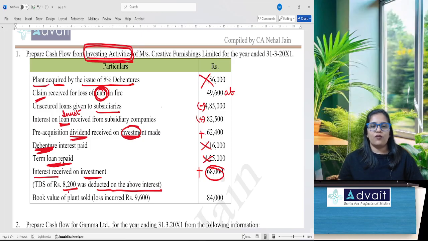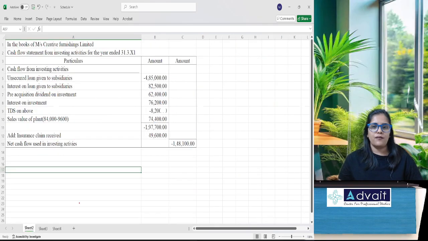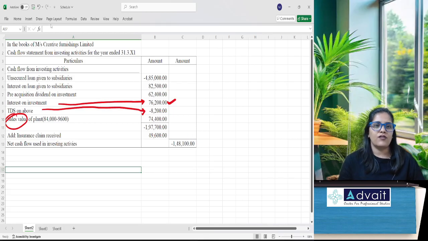Okay, and last one, book value of plant sold. Guys, again, this is a book value. We don't need the book value. We need the selling price. 1,000 is the book value, and we incurred a loss of 9,600. So then, whatever we arrive at, that will be the selling price, which is an inflow of money that you should add. Okay, so your answer should somewhat look like this. Interest on investment, entire 76,200. Then we are showing TDS on the above separately. And here we record the sale value of the plant. This is how your answer should look.